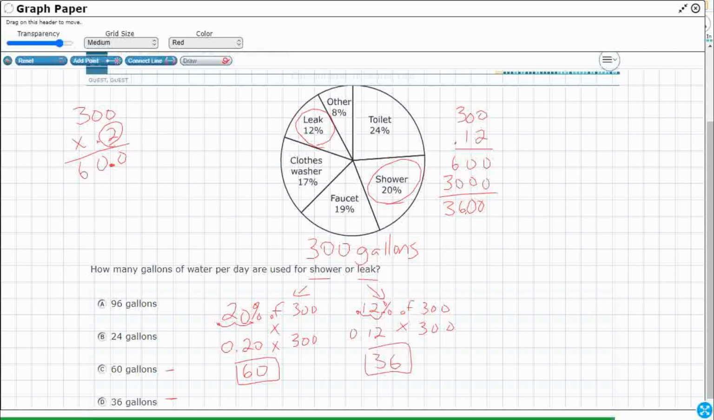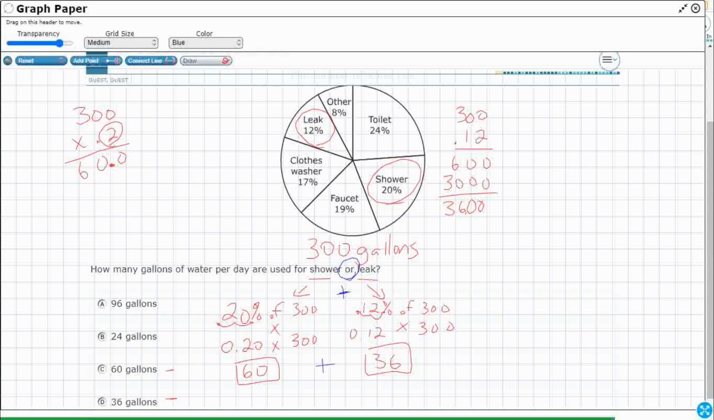Well, which one is correct? Well, neither one is correct because of this little tiny word right here, or. Or is a connecting word. So when we're looking at a graph and trying to figure out how much is this or this, we actually need to take the percentages of both and then add them up. So you've got two different options, right? So you can actually add 60 plus 36.